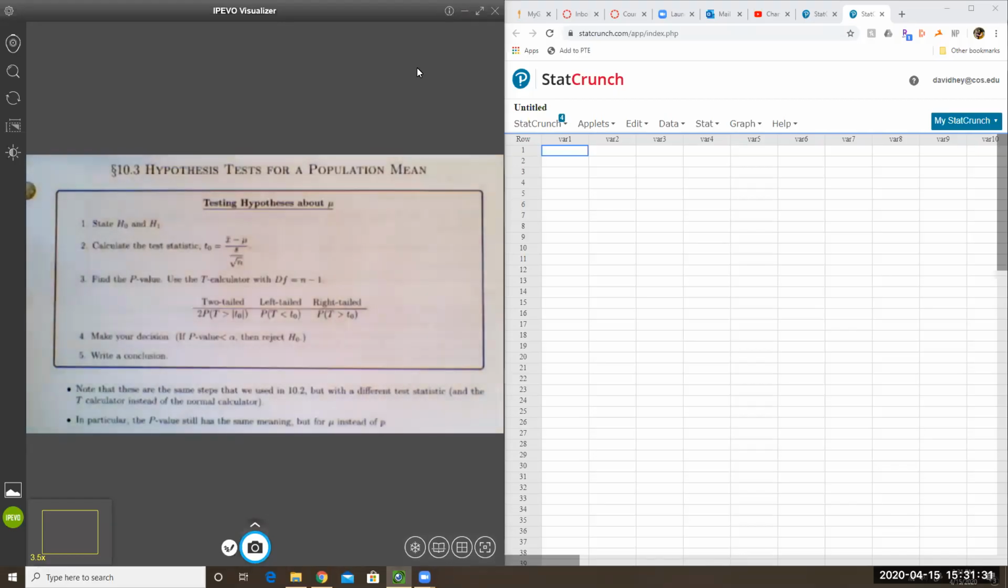All right. So on to 10.3. We're going to talk about hypothesis tests for a population mean. We have talked about hypothesis tests in general in 10.1. And then in 10.2, we talked about hypothesis tests for a population proportion. So here we're going to talk about hypothesis tests for a population mean. And it's a very similar process to 10.2, testing for a proportion.